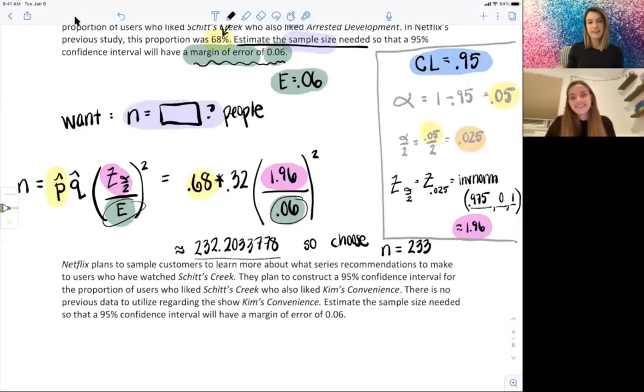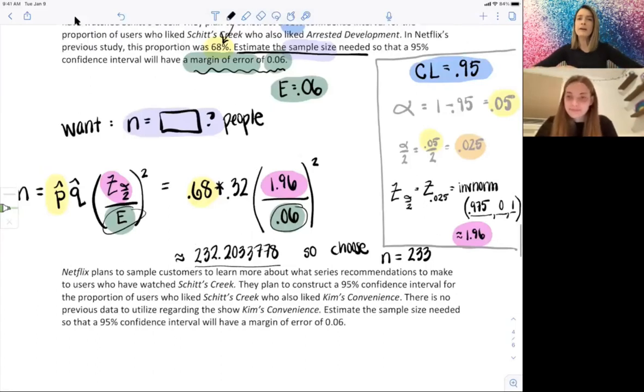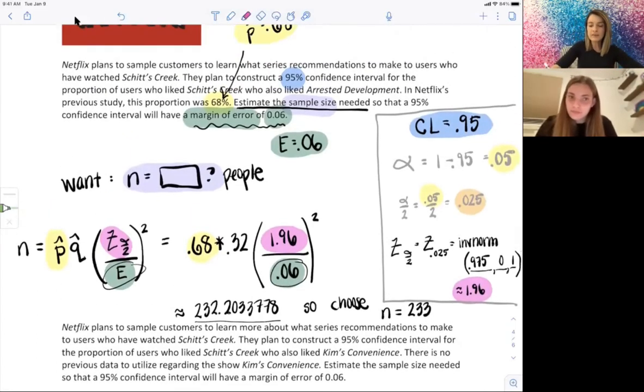All right. Okay, that was all well and good because we had previous study information. So they let us know, in the previous study, we knew what p-hat was. But at some point, you got to do a first study, right?